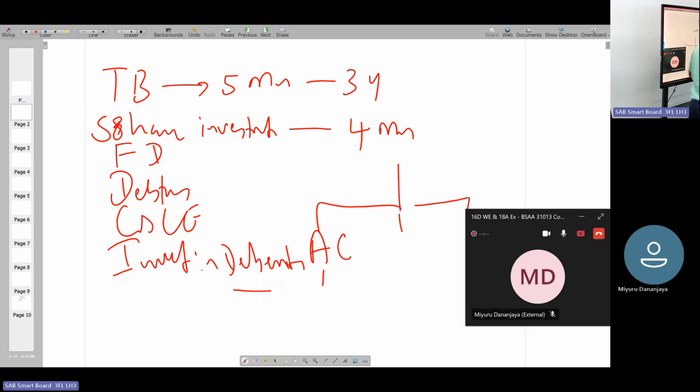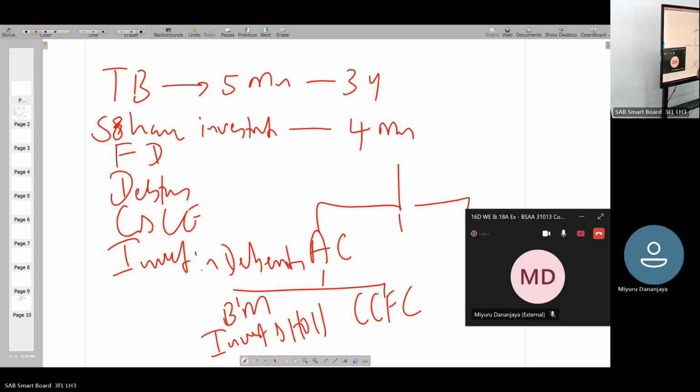In order to categorize something to amortized cost, we need to see two things basically: the business model and the contractual cash flow characteristics. What would be the business model in order to categorize something under amortized cost? Invest and hold. If we invest, we have to have the capability to hold till maturity.